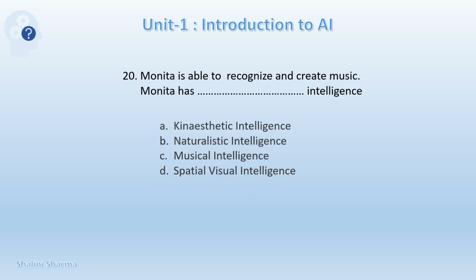Monita is able to recognize and create music. Monita has dash type of intelligence. A. Kinesthetic intelligence. B. Naturalistic intelligence. C. Musical intelligence. D. Spatial visual intelligence. And this is musical intelligence.